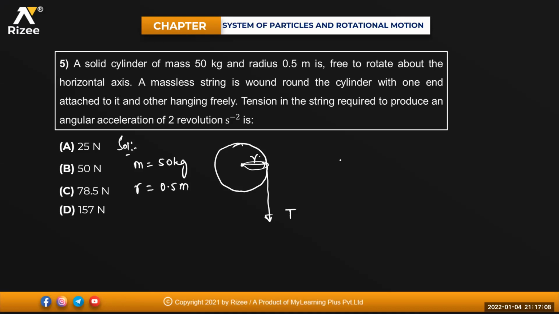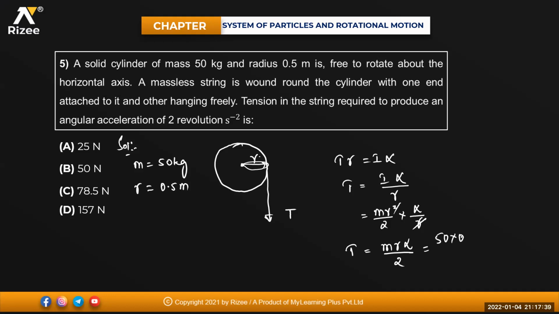Force into perpendicular distance, that is T into R, will be equal to I into alpha. So T will be equal to I into alpha divided by R. Moment of inertia of the solid cylinder about its axis is M R square divided by 2, into alpha by R. This R square will get cancelled. So tension T is M R alpha divided by 2. So mass is 50, radius is 0.5 meters, into alpha. Alpha value is equal to how much, beta?